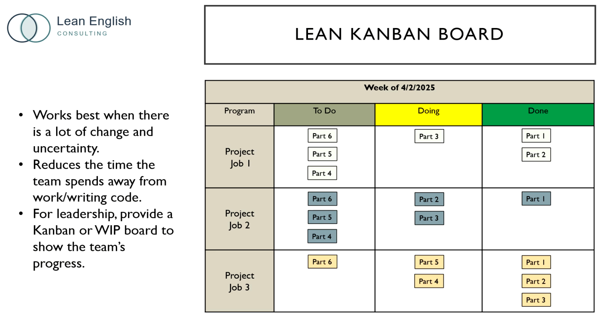The product owner can add tasks to the to-do column as requirements become available. This allows the team to always have work to do, reducing the time the team spends away from writing code. At the end of a sprint, for example, the team may have completed all the work they committed to and will have nothing to do. And as an information radiator for leadership updates, provide a Kanban or whip board to show the team's progress.